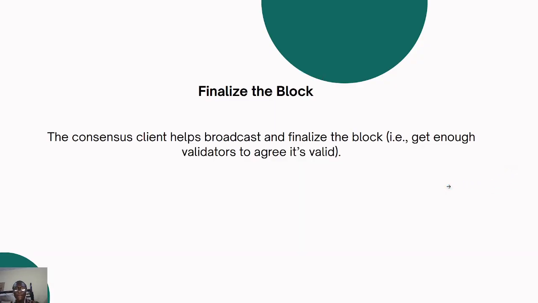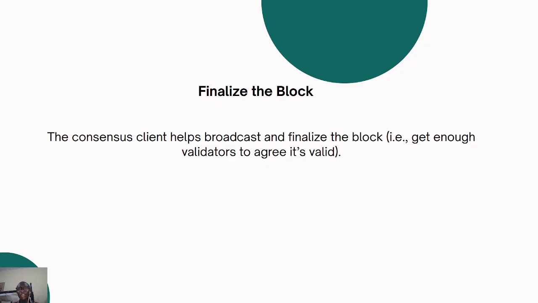Now, after the EVM has successfully executed those transactions that are to be added to the block, what we call it is finalizing the block. The consensus client helps broadcast and finalize the block, getting enough validators to agree it is valid. So remember what we said. After the transactions are stored in the mempool, a validator proposes a new block, and in every block that is proposed, there are transactions that are gotten from the mempool. Those are transactions that are pending, right?